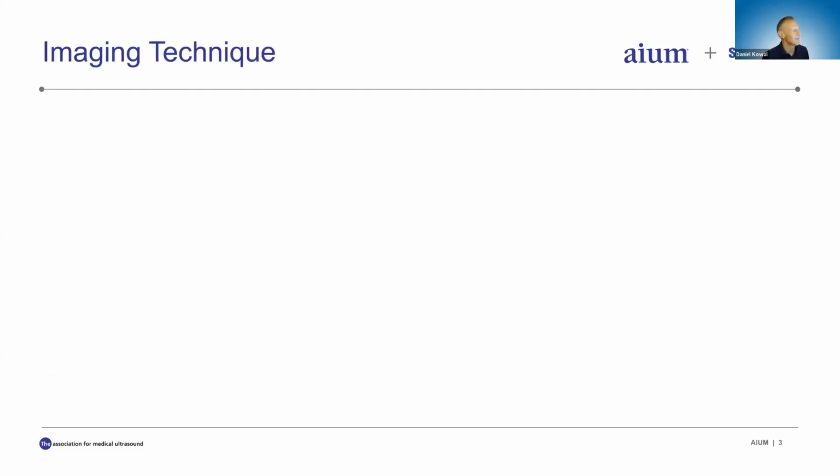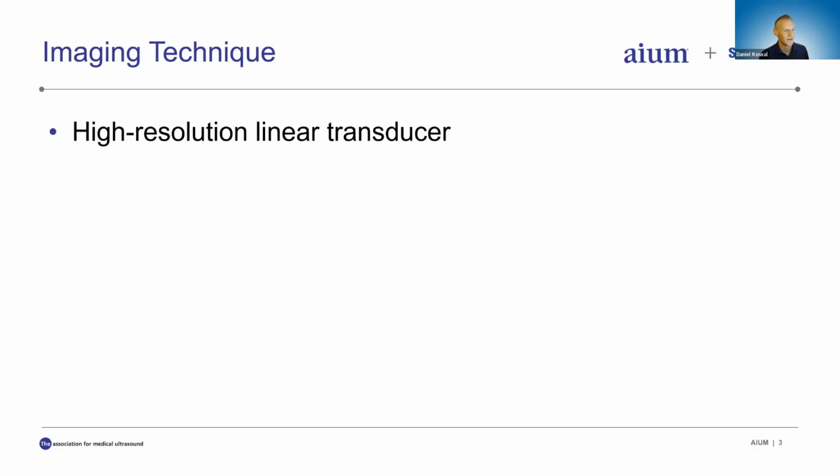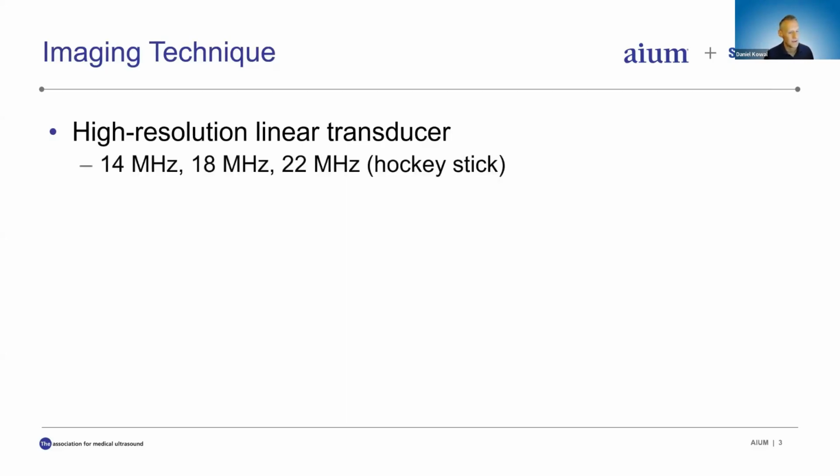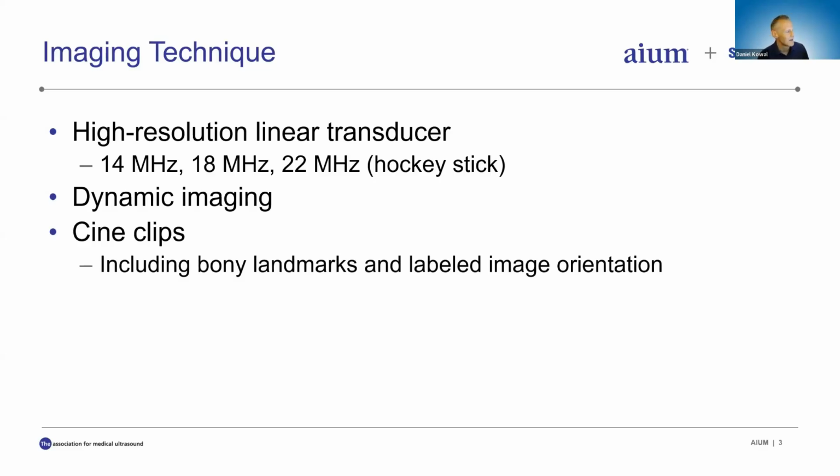So for imaging technique, it's key to use a high-resolution linear transducer. All the images that you'll see in this presentation we obtained using a Samsung RS-85 Prestige ultrasound using one of these three transducers, a 14, 18, or 22 megahertz. Dynamic imaging is extremely helpful, as well as cine clips. When you're obtaining cine clips, I highly recommend you include bony landmarks and also label the image orientation, as far as radial or ulnar side, because it can be very confusing when you're reviewing the images later on to determine what exactly you were scanning.